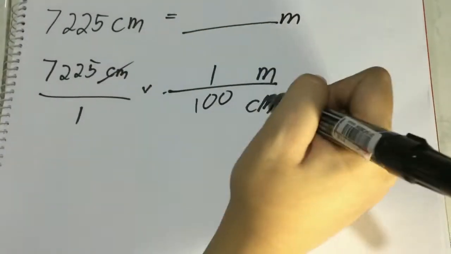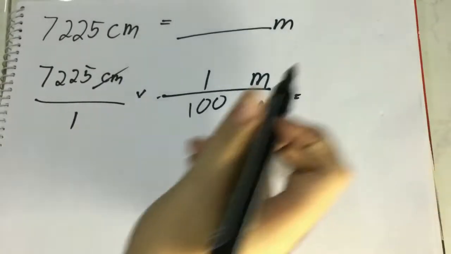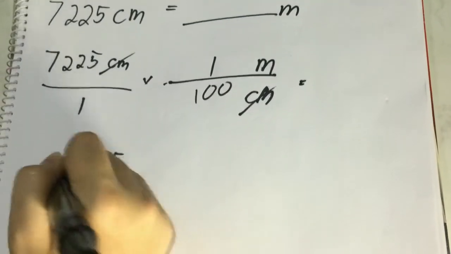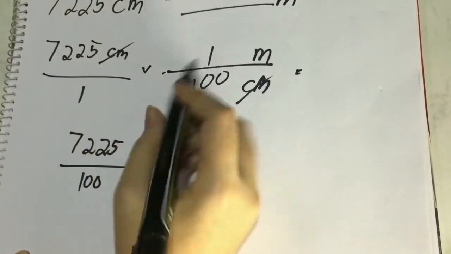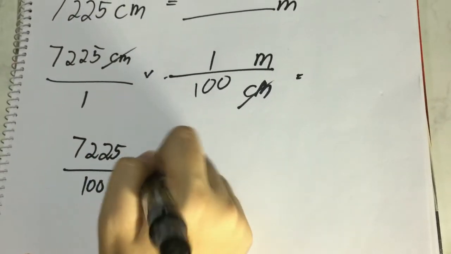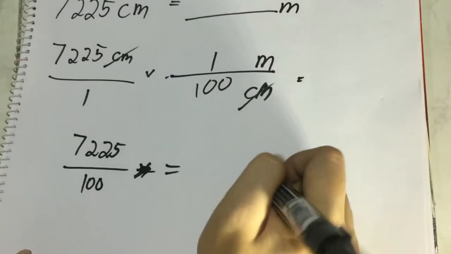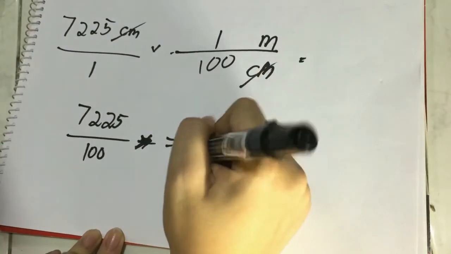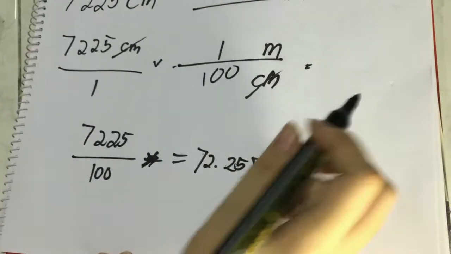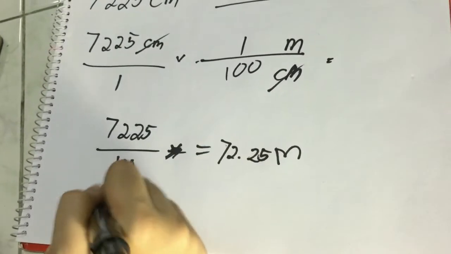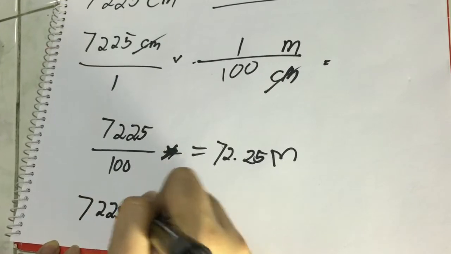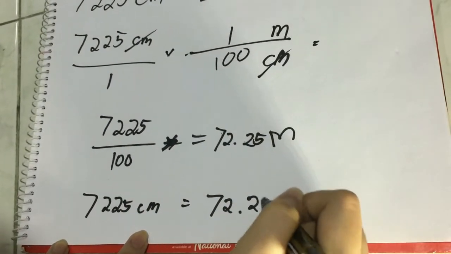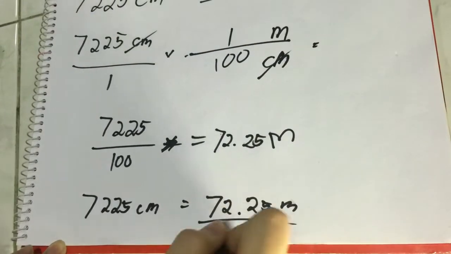We cancel the same units and then we divide 7,225 by 100, which equals 72.25 meters. Meaning, 7,225 centimeters is equal to 72.25 meters.